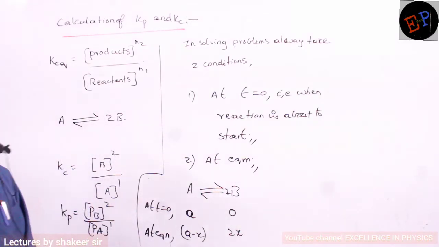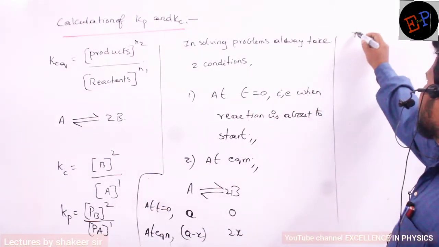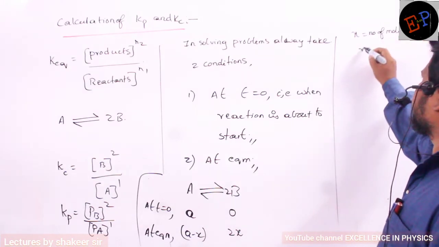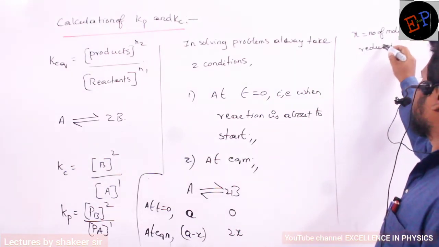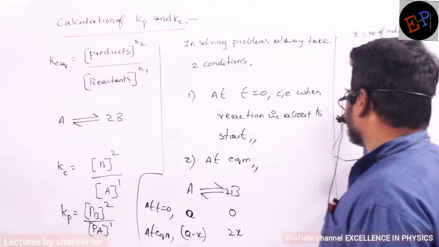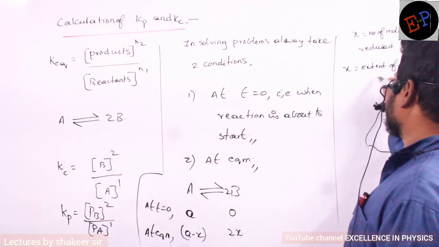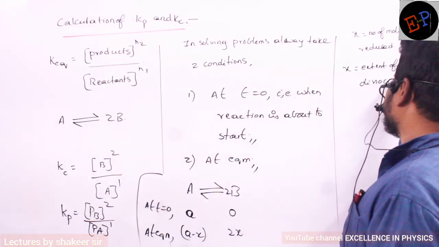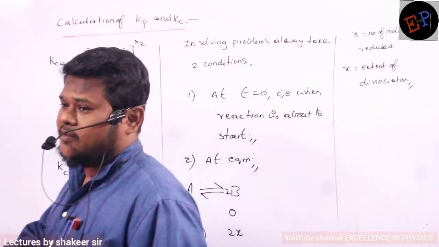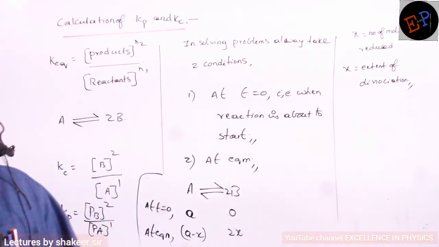Are you able to understand? So therefore, how can I write the x value here? x I can call as the number of moles which are reduced. Or x is also called the extent of dissociation. What is meant by extent of dissociation? How many moles have dissociated in the reactants? That is called x. Are you able to understand?